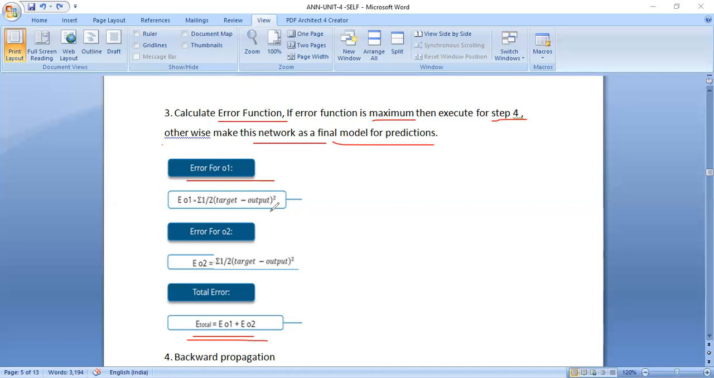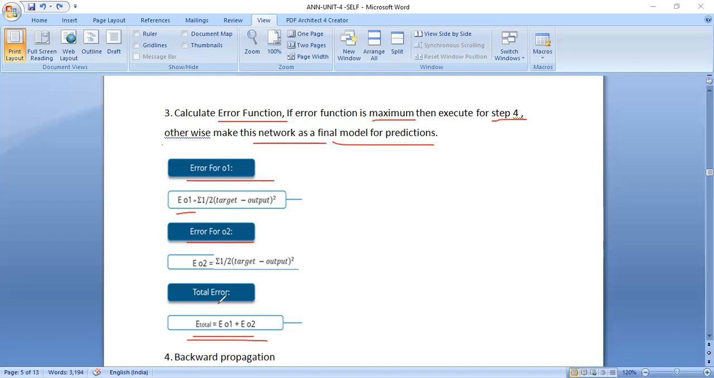This process is called the training of that model, until we get the expected outcome from that network. How do we calculate that E_O1? Error at O1 is equal to sigma 1/2 times (target minus output) squared, where output means the output at O1. Similarly, error for O2 is equal to sigma 1/2 times (target minus output) squared, where output means the output at O2.